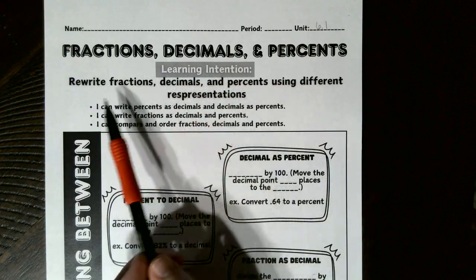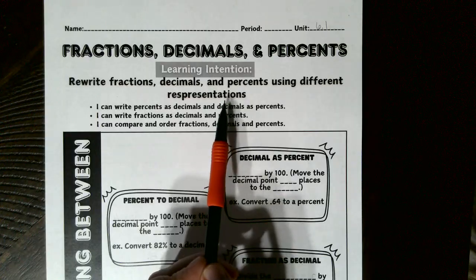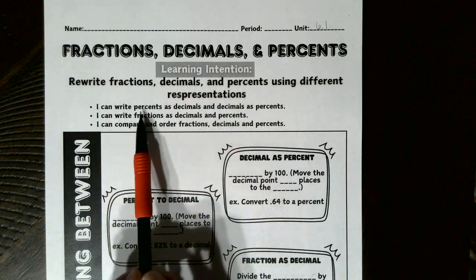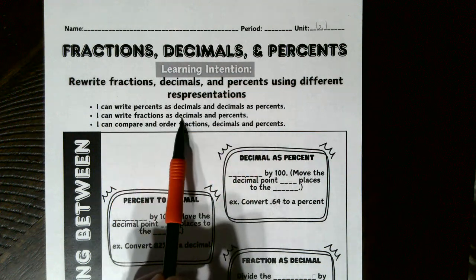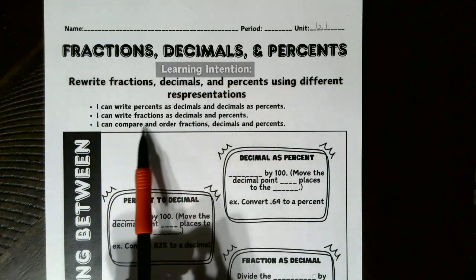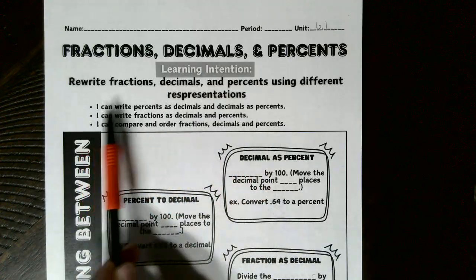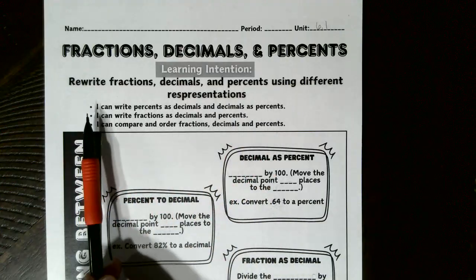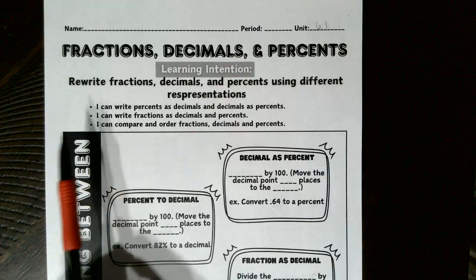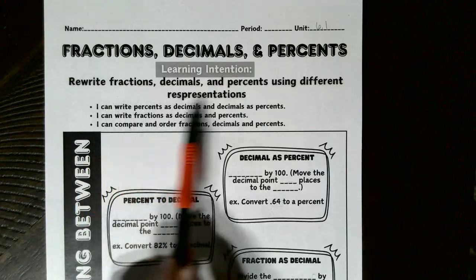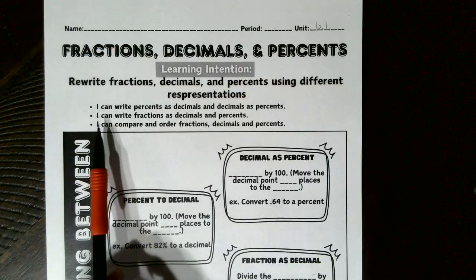The learning intention is to be able to rewrite fractions, decimals, and percents using different representations. You will know that you are successful when you can write percents as decimals and decimals as percents, when you can write fractions as decimals and percents, and when you can compare and order fractions, decimals, and percents. Keep these success criteria in mind, because if you're wondering, am I successful, am I actually figuring things out, the success criteria help you see what you understand and what you still need to work on.